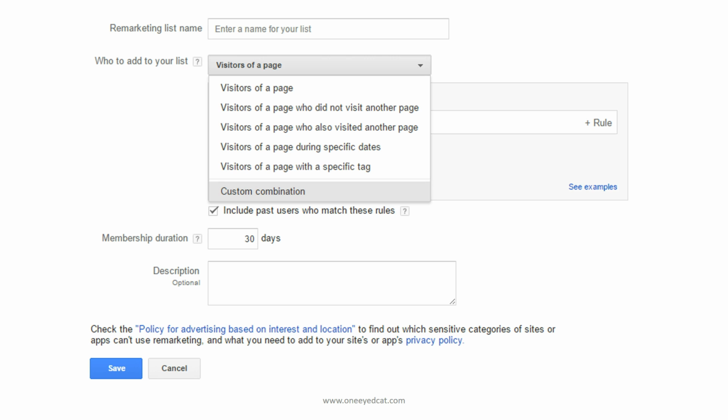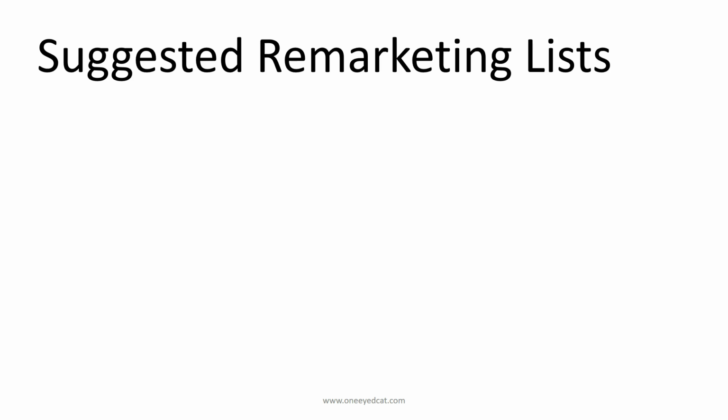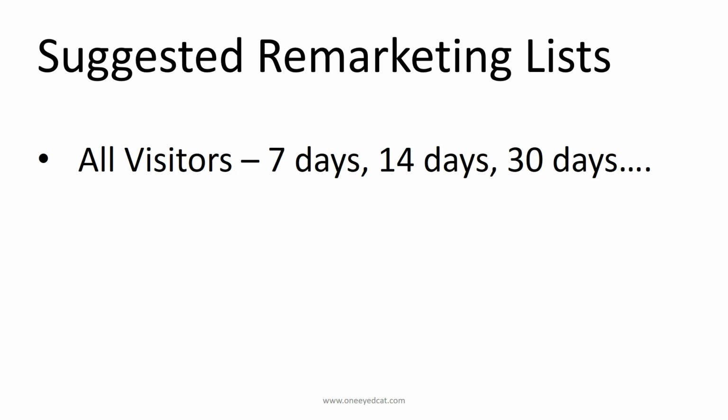So there's lots of different options. And here we go, I've put up some suggested ones. It's a good idea to segment your lists by day ranges, because somebody who visited your website within the last week is probably a more valuable lead than somebody who visited it a month ago. So you might treat those a little bit differently when you're doing your adverts.